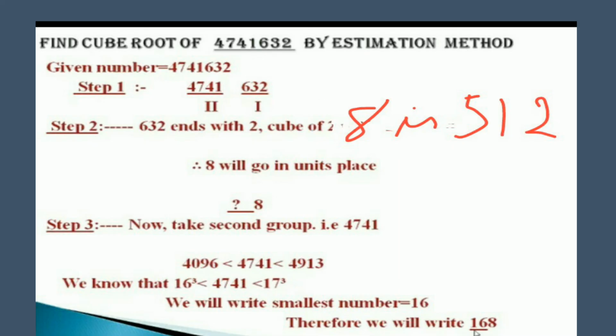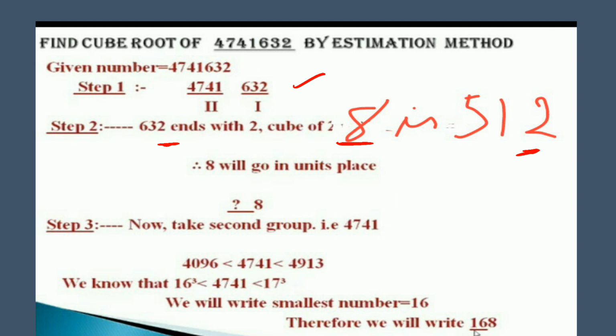Ready? Now I am taking one more question for finding the cube root by the estimation method. In this question, in the same way, make the groups. In the first group you have the number 632, and in the second group you are left with 4741. Now the second step, you can observe the ones digit. The ones digit is 2. As you know, the cube of 8 is 512. The unit digit of this one is also 2.